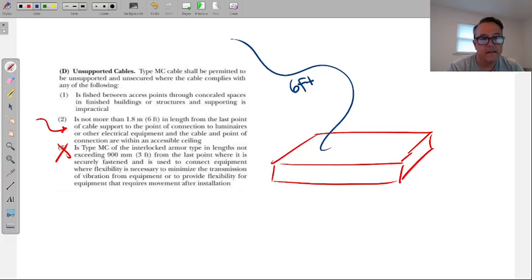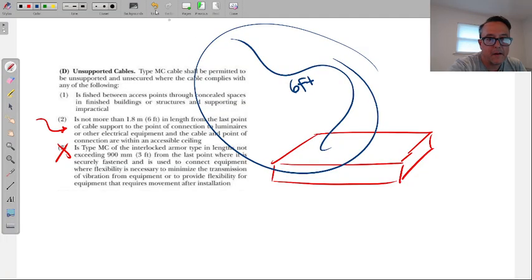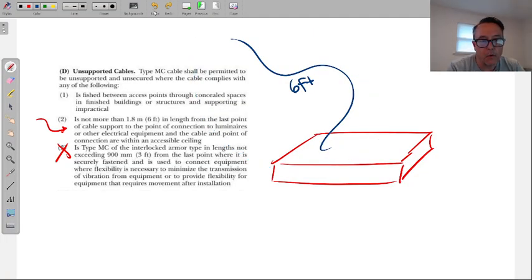Which says, I don't have to support MC cable if it is not more than 6 feet in length, that's why they make it that way, from the last point of the cable from here to here, to the point of connection to the luminaire, to the light fixture, or other electrical equipment, that the cable and point of connection are within an accessible ceiling. So only in the ceiling. So 3 things that we want to point out there. First, 6 feet in length. Second, in the ceiling. And third, connection to lights.